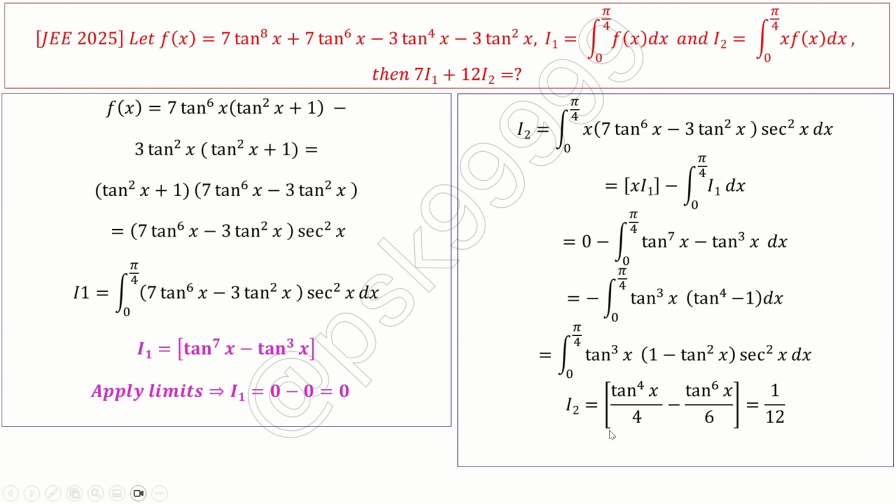I2 is nothing but tan to the power of 4x by 4 minus tan to the power of 6x by 6. If I apply the limits, basically I get 1 by 12. So I2 is 1 by 12. So my 7I1 plus 12I2 is nothing but 0 plus 1, which is 1. That's the answer. Okay, next.